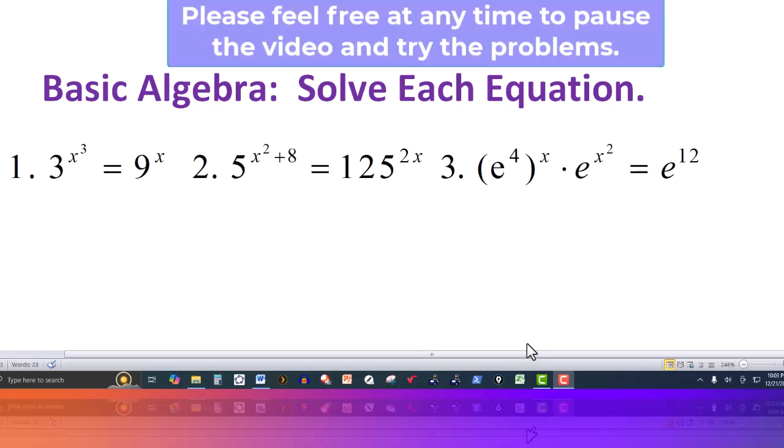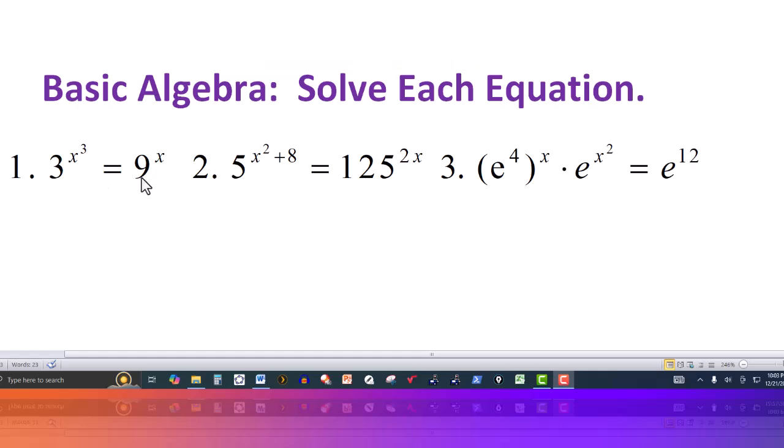In this video we have some exponential equations to solve, and this is basic algebra because we're not going to be using logarithms. A lot of times you have to take the log of both sides to a certain base, say base 10 or base e, in order to solve it.